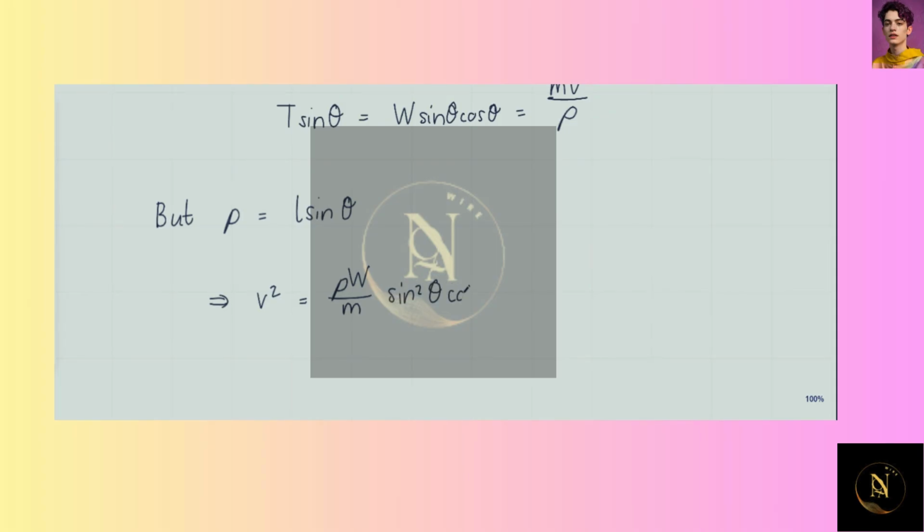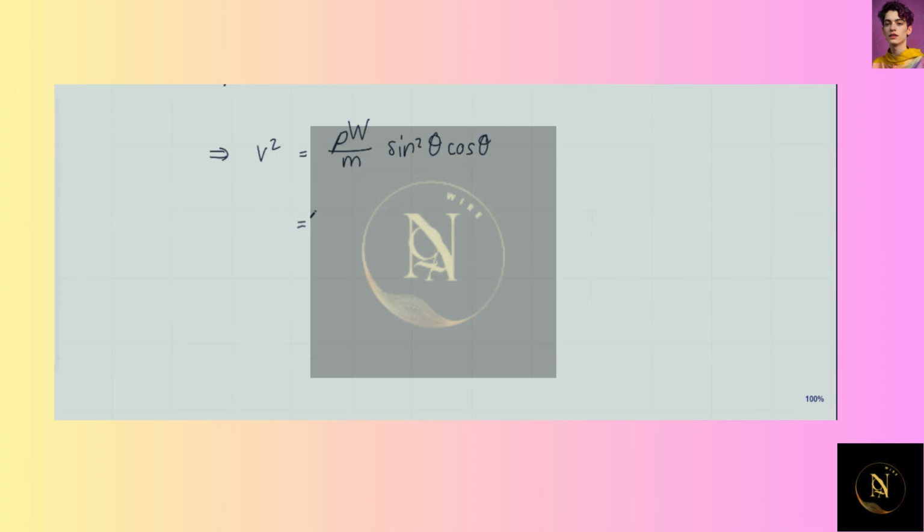sine squared theta over cos theta. And this is equal to L times g, which is W over m, where we remove one of the sine thetas by substituting in for rho. So that's times sine theta tan theta. So v1 is equal to the square root of L1 times g times sine theta 1 tan theta 1.